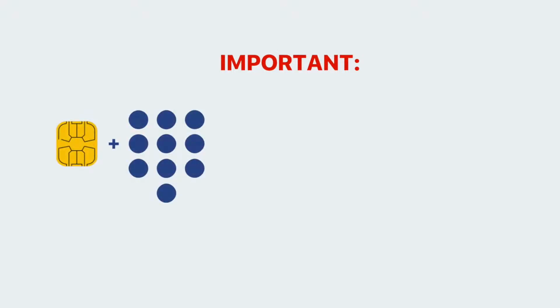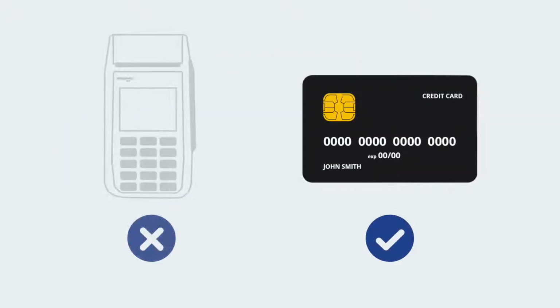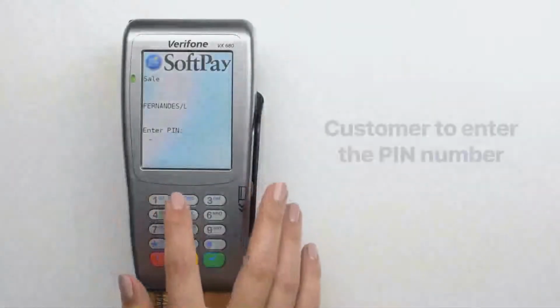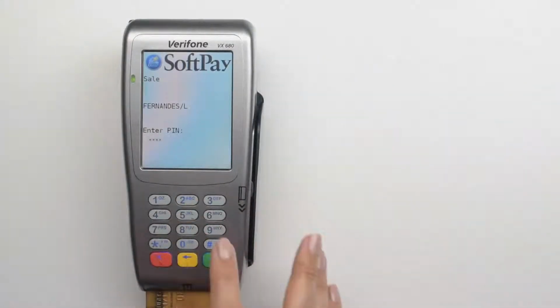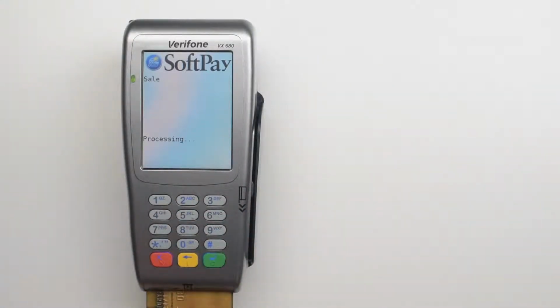Next, please note that some cards require chip and PIN, while others require chip and signature. The prompt on the terminal is defined by the card and not the terminal. The customer will enter the PIN number. The terminal will proceed dialing out to the host and print a receipt.